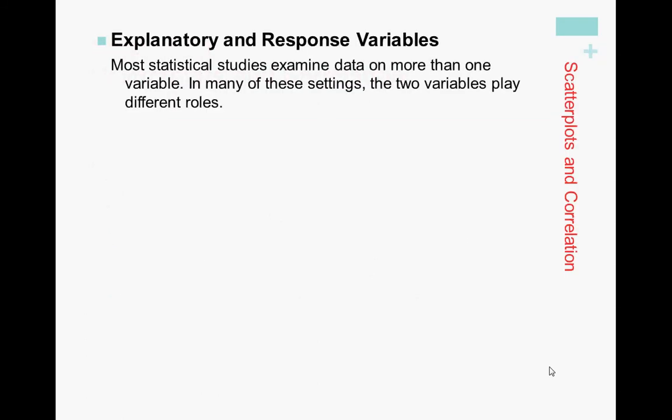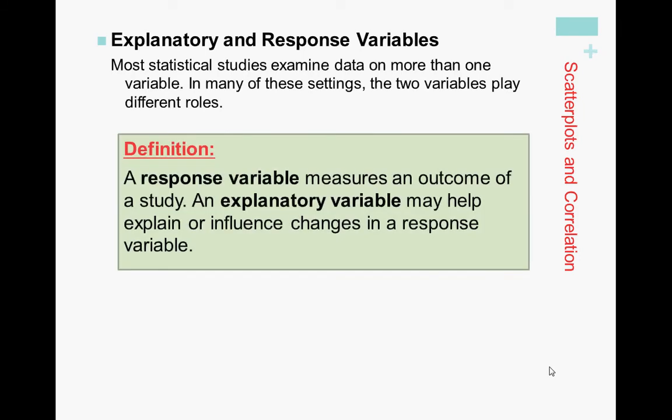So most studies in statistics examine data on more than one variable. In many of these settings, the two variables play different roles in how they affect each other. So a response variable measures an outcome of a study. An explanatory variable may help explain or influence changes in a response variable. So a response variable tends to be our y values in what we're going to be using. Our explanatory variable tends to be our x values. The explanatory tends to be, well, I'm getting ahead of myself, so let me pause right there.